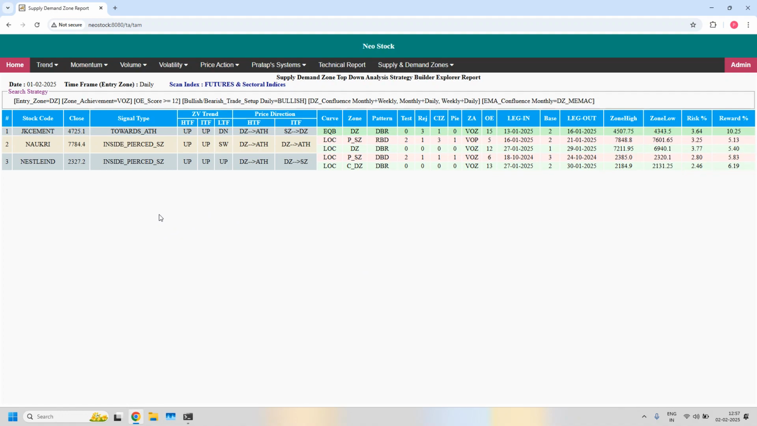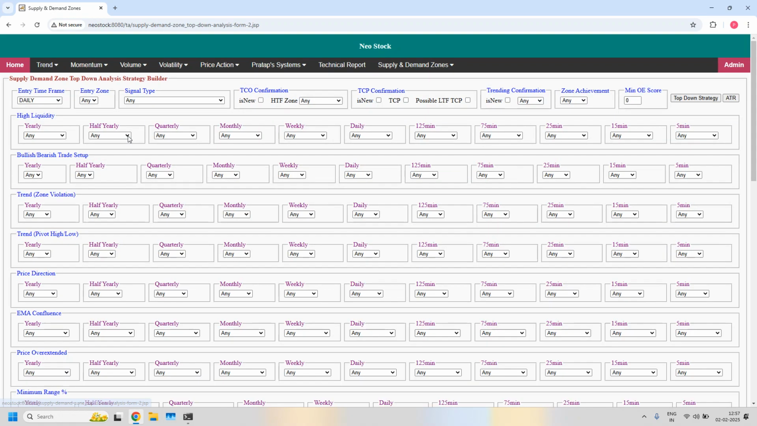Okay. Next, let us look for LTF. This is bullish trade setup for daily income trade. Next, let us look for bearish trade setup for daily income trade. Entry time frame daily. Entry zone, supply zone. In bullish or bearish trade setup at entry time frame daily, I am selecting bearish. And zone achievement should be violated opposing zone.